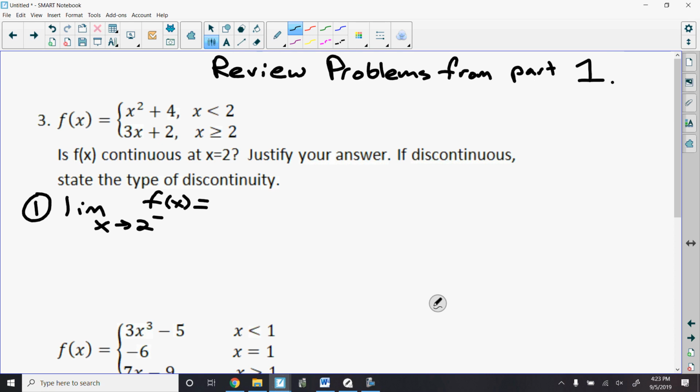So I'm going to plug 2 into my top equation there, and I'm going to get 2 squared plus 4. 2 squared plus 4 equals 4 plus 4, which is 8. So the left-hand limit at 2 is 8. I need to now check the right-hand limit at 2.